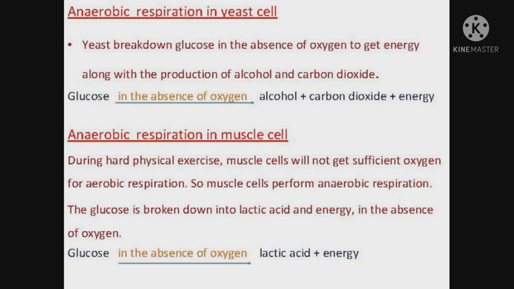Anaerobic respiration in muscle cell. During hard physical exercise, muscle cells will not get sufficient oxygen for aerobic respiration. So muscle cells perform anaerobic respiration. The glucose is broken down into lactic acid and energy in the absence of oxygen. Glucose gives, in the absence of oxygen, lactic acid and energy is the chemical formula of anaerobic respiration in muscle cell.